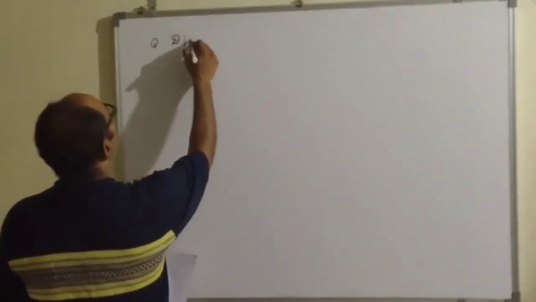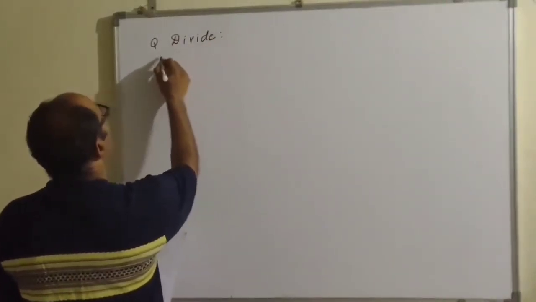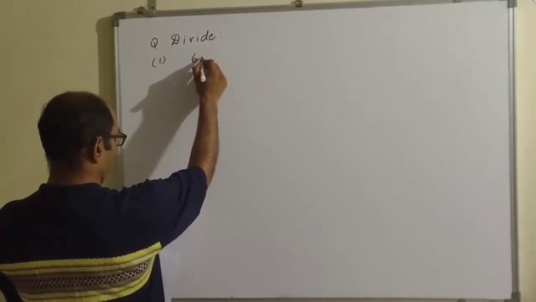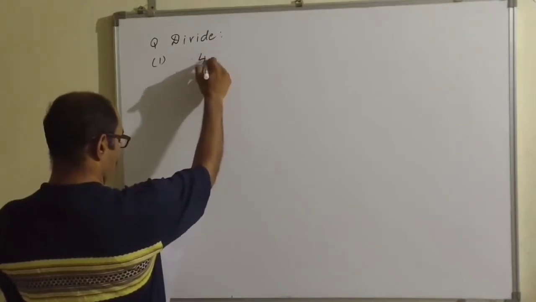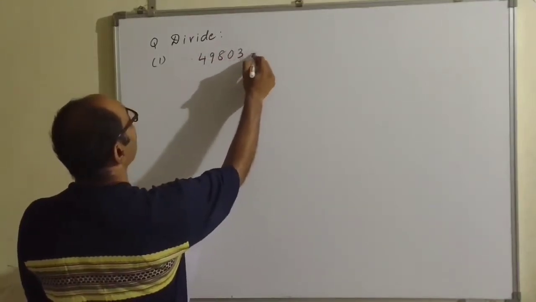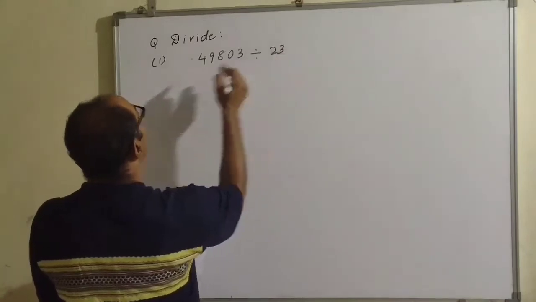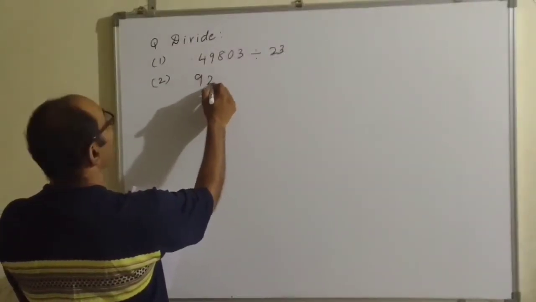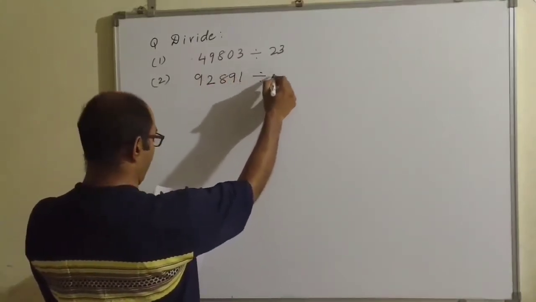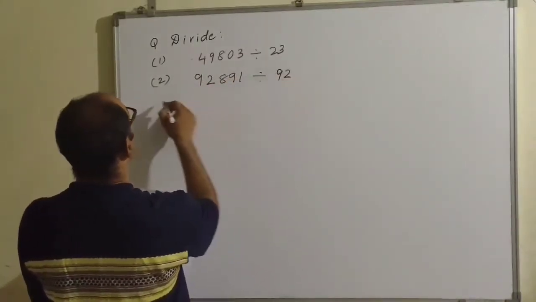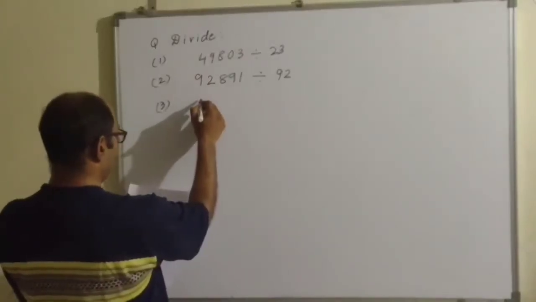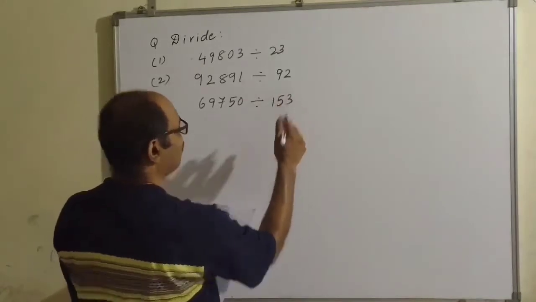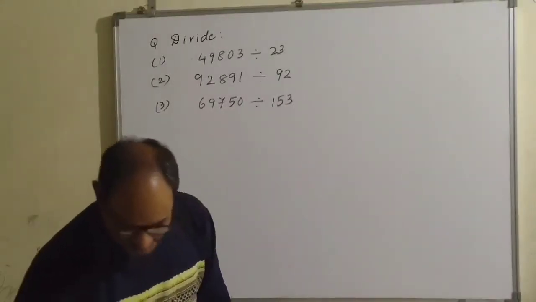Question. Divide. First, 49803 divided by 23. Second, 92891 divided by 92. And third, 69750 divided by 153. Okay, children.